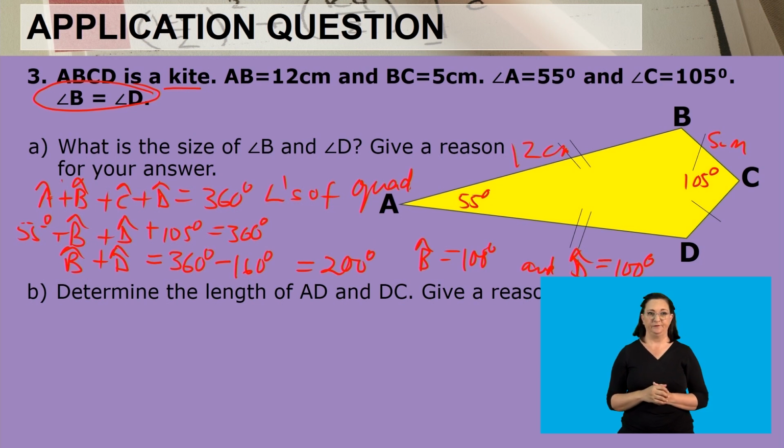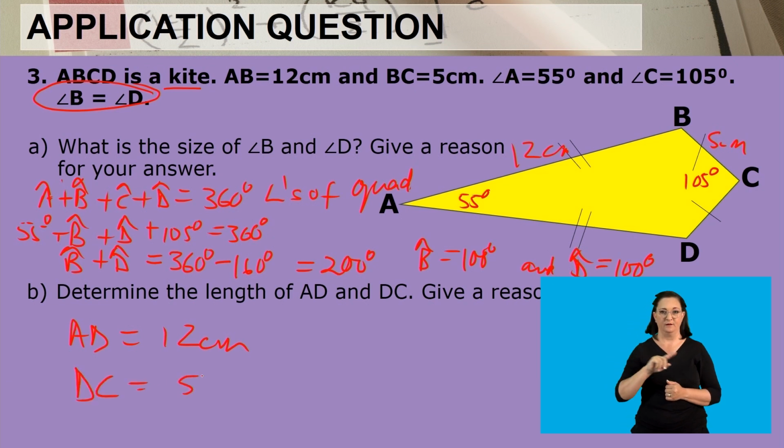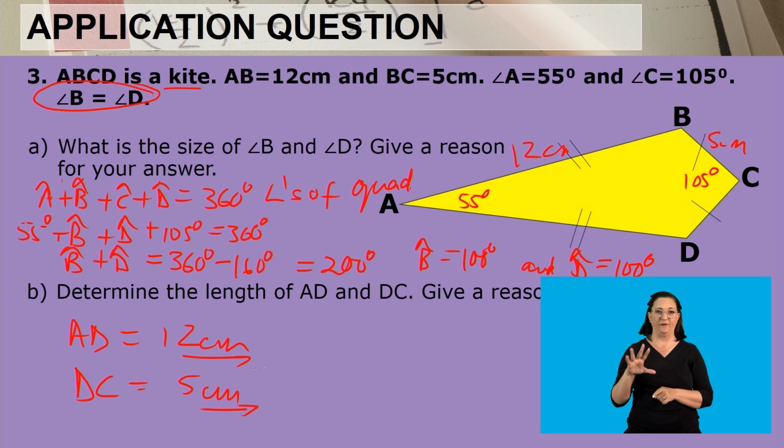Let's look at the second part. Determine the length of AD and DC. Already the markings tell us that the length of AD is the same as the length of AB. So AD will be equal to 12 centimeters, and DC will be the same marking as BC. So DC will be equal to 5 centimeters. These are adjacent sides of a kite.